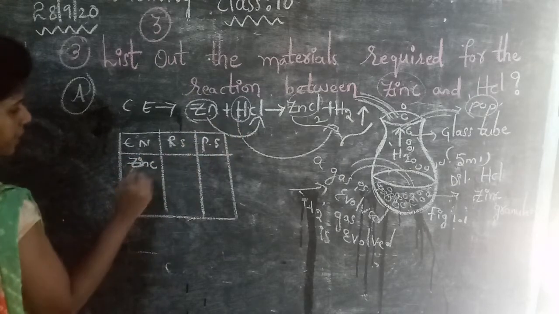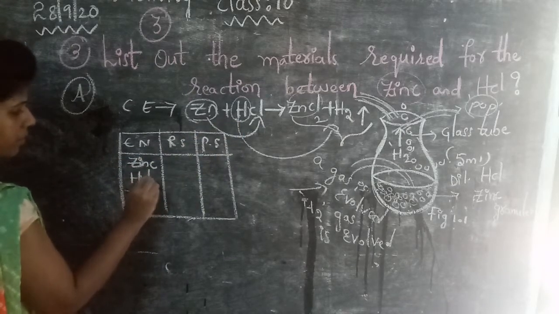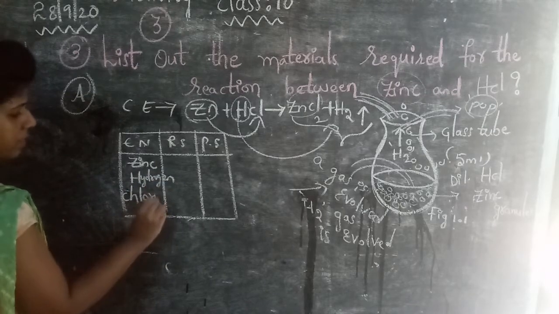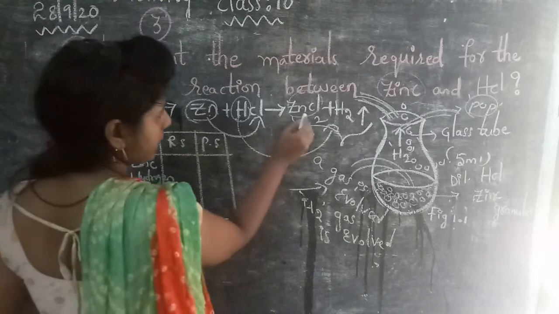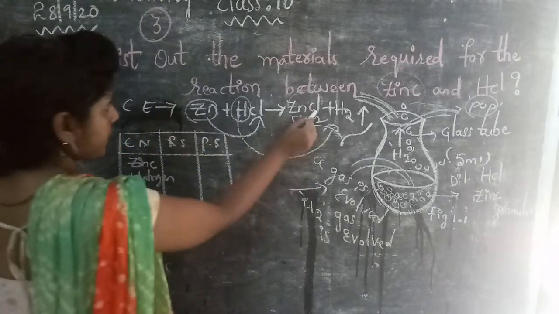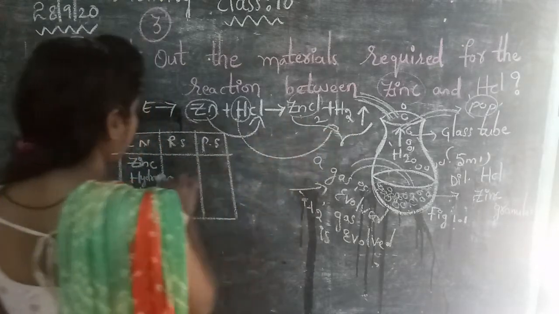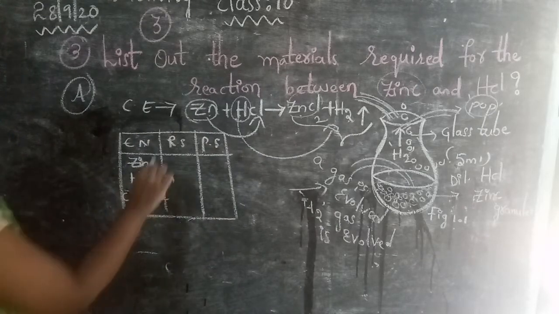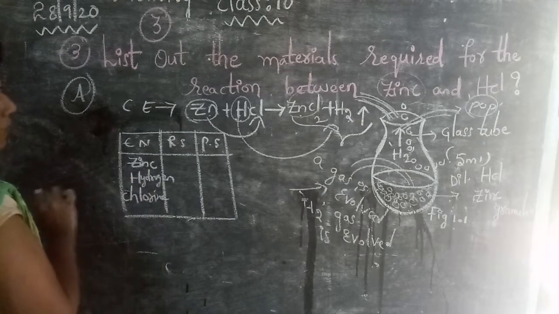Second one is hydrogen. H means hydrogen. Next, third one is chlorine. Next, this is over. Check here. Zn means zinc. Cl means chlorine. H means hydrogen. If it is repeated twice, you must write only one time. Is it clear, everyone? So element names are completed.